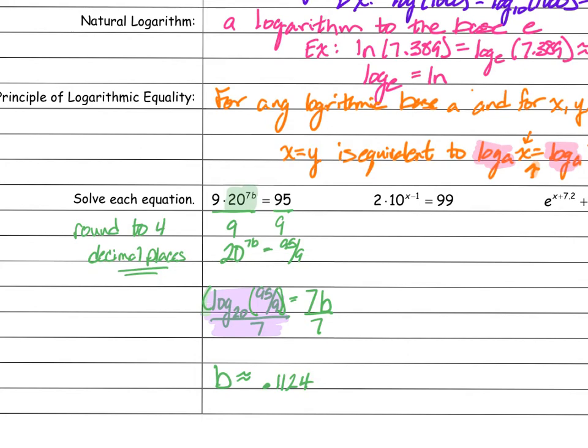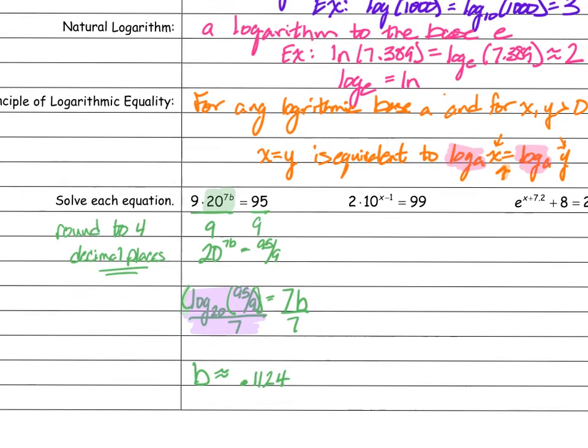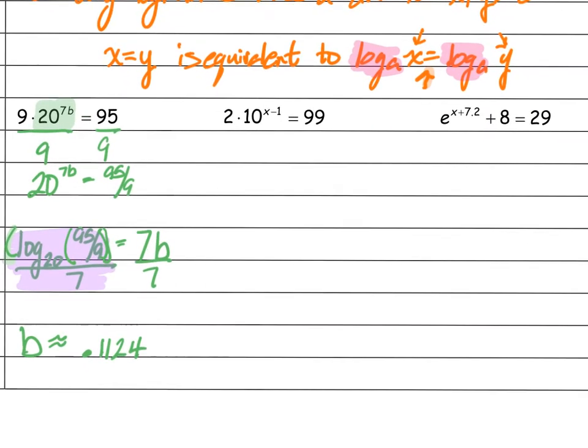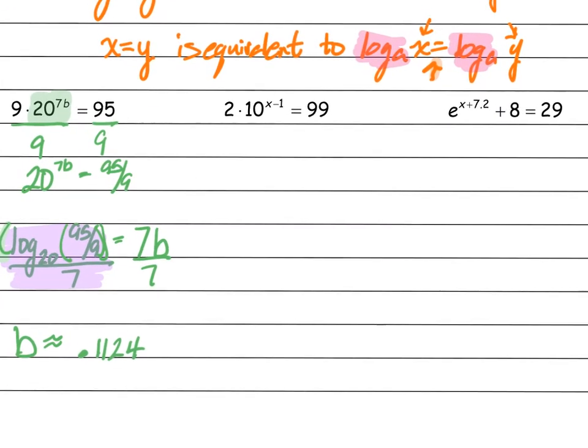So now we're going to go on to the next problem. I'm going to kind of move over and zoom in a little bit. So again, I want to get the exponent, so I want to get this piece by itself, yeah? So what do I need to do first to get that by itself? Well, I'm going to divide by 2. Great. So then I get 10 to the x minus 1 equals 99 divided by 2.